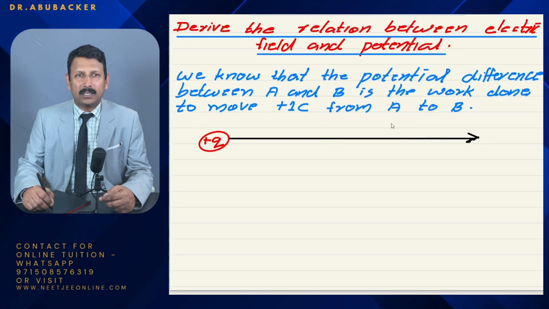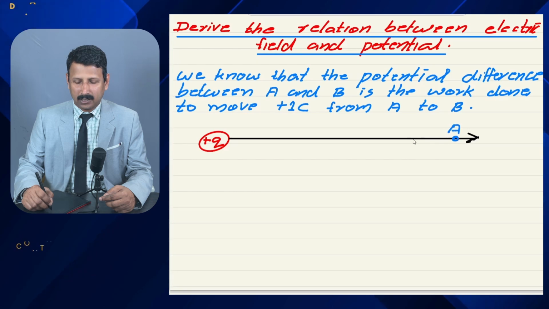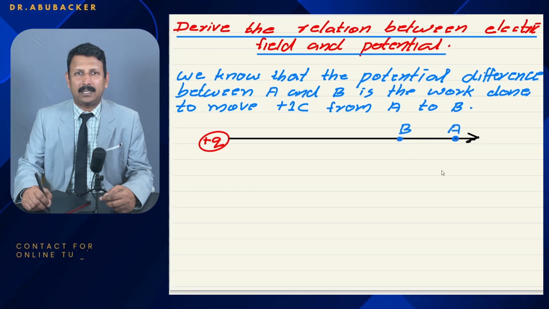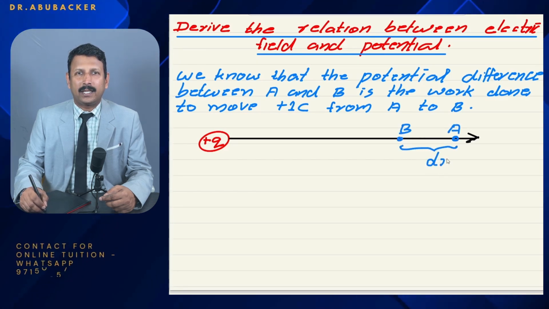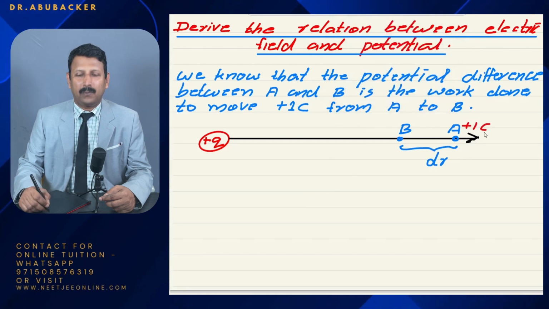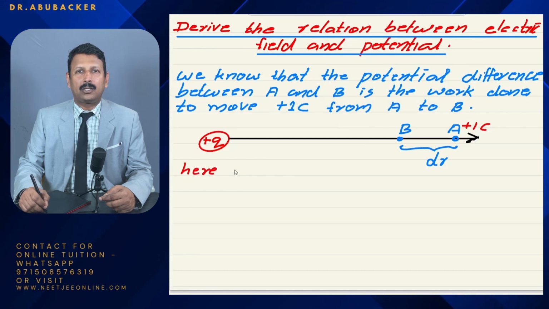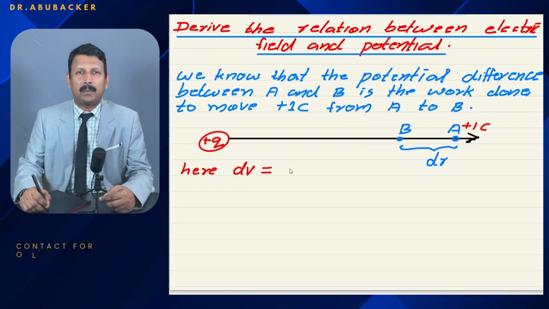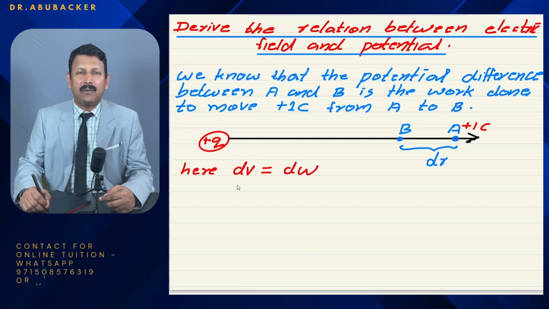See, I am drawing one charge here, plus Q. The direction of its electric field is towards the right side. Consider there are 2 points on it, A and B, and the distance between them is dr. Our plan is, we keep a 1 coulomb charge at the point A and move it towards the left to the point B. That means making a displacement dr. So here dV is equal to dW as per definition, right?